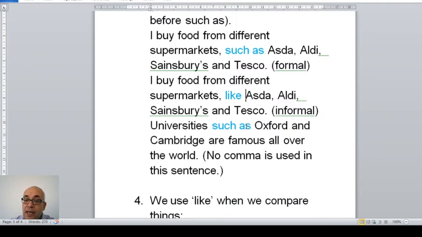So, again I can say here, no comma, as you can see: universities such as Oxford and Cambridge are famous all over the world. No comma is used in this sentence, because before such as there is no sentence. Here, I buy food from different supermarkets. This is a sentence. Comma, such as, which means for example. But here, universities is not a sentence. So I don't use a comma before such as.